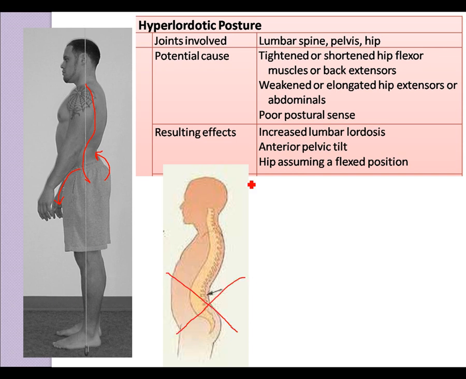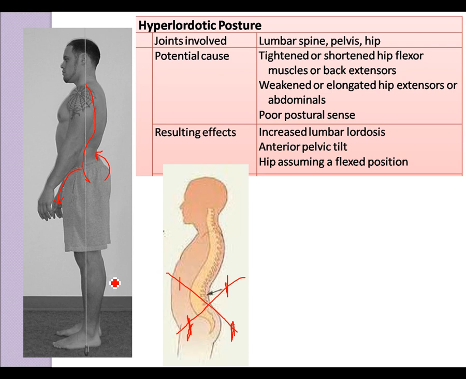So if we look over here, the potential cause of this problem is tightened or shortened hip flexors, so these over here, and tightened or shortened back extensors. So again, they're both on the same line. They're going to be together. Those are both going to be tight. And/or weakened, elongated hip extensors, which are back here, and abdominal muscles. A lot of times these people have weak abdominal muscles. So again, if I was addressing this person, I would want to strengthen the weak muscles and stretch the tightened muscles.